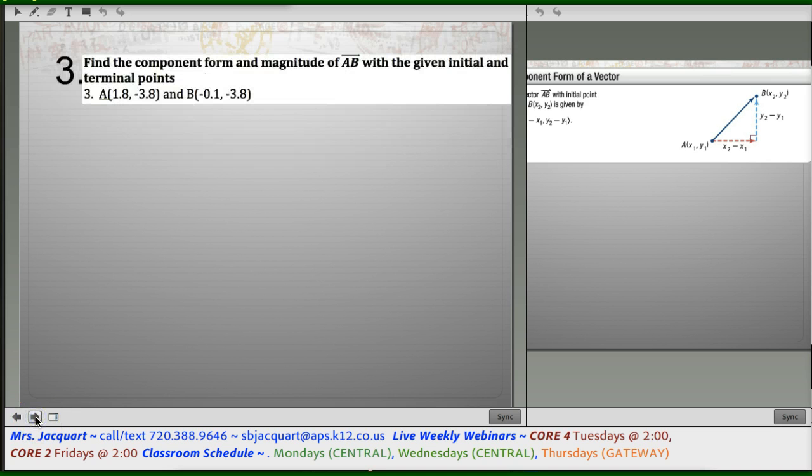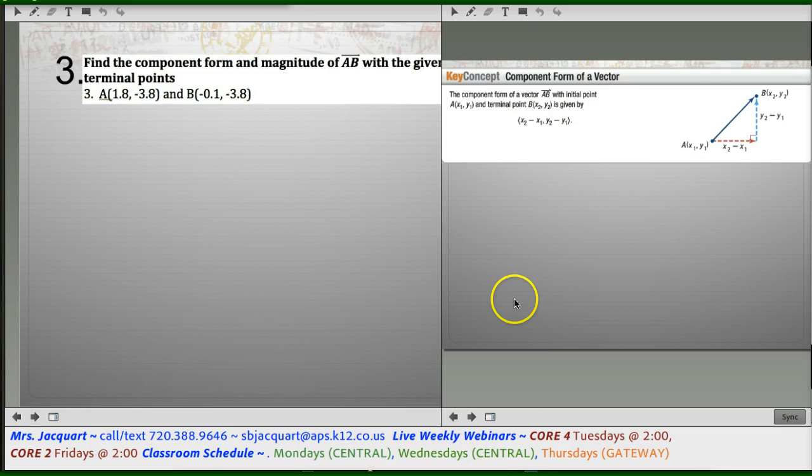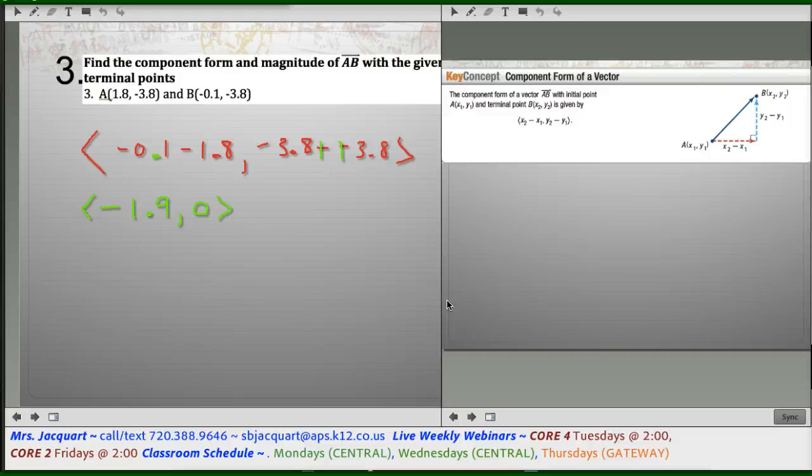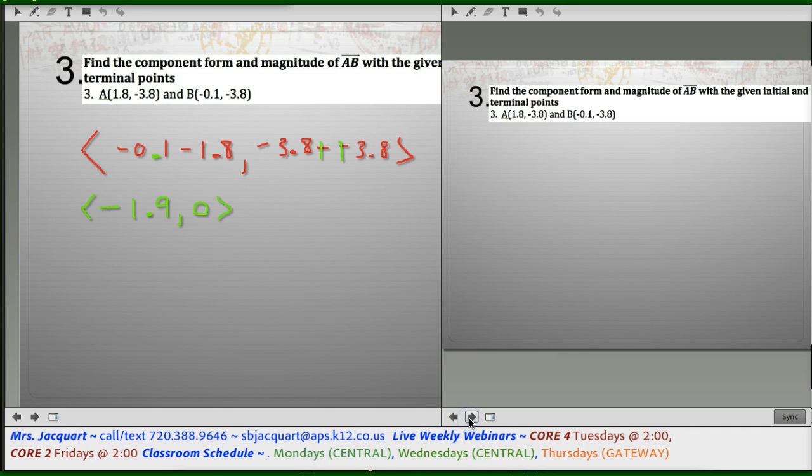Okay, find the component form of the vector and magnitude of AB, given the initial points there. So the component form of the vector, let's do that first. We do negative 0.1 minus 1.8, comma, negative 3.8 minus negative 3.8. And this ends up being add the opposite, so this ends up being plus. And so this is negative 1.9, comma, 0.